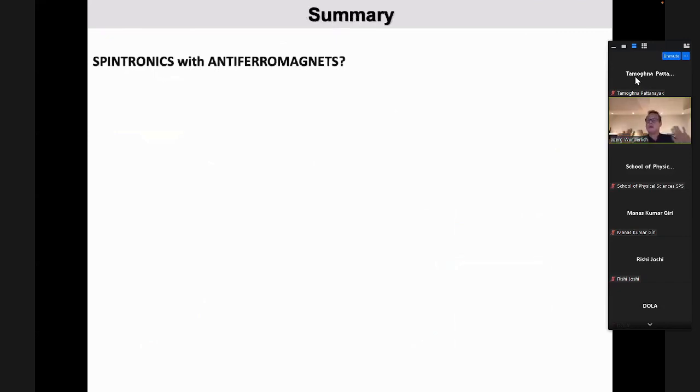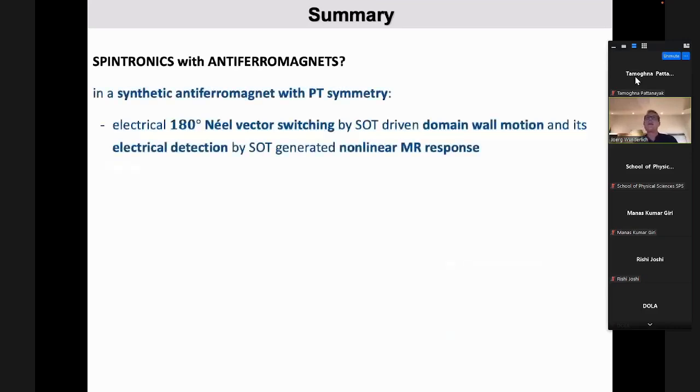Okay, so with this I want to finish my talk. My question is: do you think it's possible to do spintronics with antiferromagnets? I hope I have answered this a little bit towards yes, because what we've shown in the synthetic antiferromagnet with PT symmetry is that indeed you can switch your Néel vector by 180 degrees using spin-orbit-torque-driven domain wall motion, and you detect it with this spin-orbit-driven, nonlinear magnetoresponse.